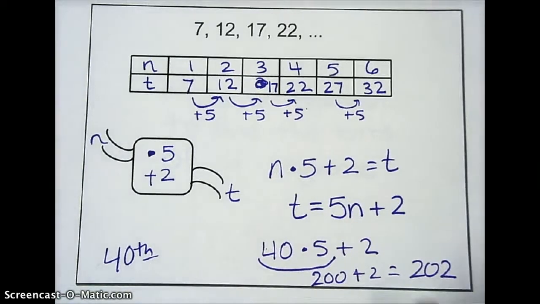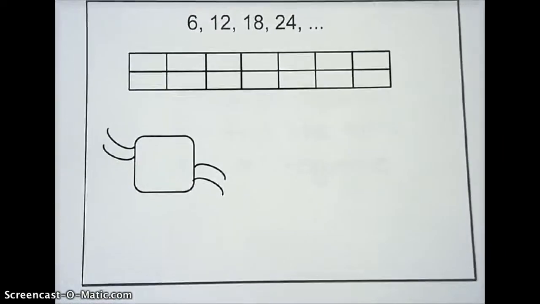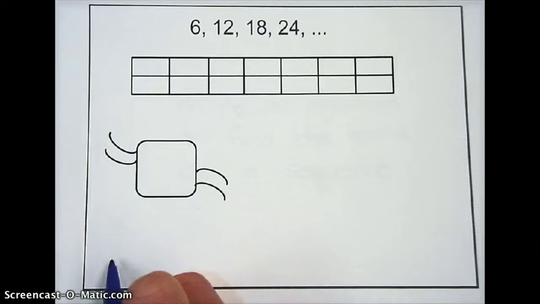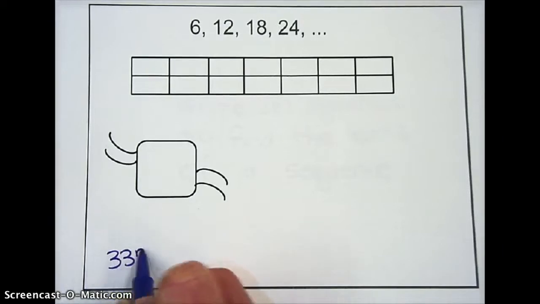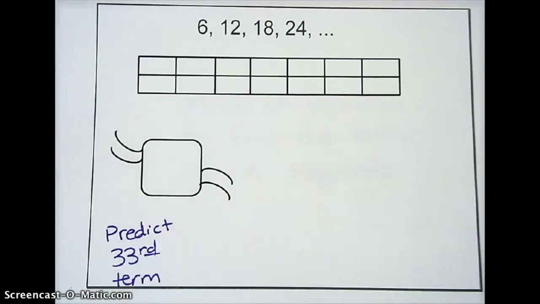I have 2 more examples for you to do, and I want you to try and do them by yourself first, and then you're going to check in. So there's your sequence. I want you to make a table, make an equation, and this time let's predict the 33rd term. Predict what that is. Pause the video, try it.